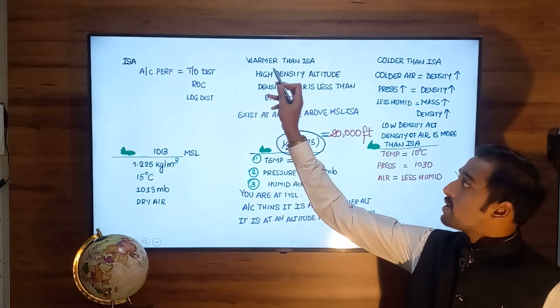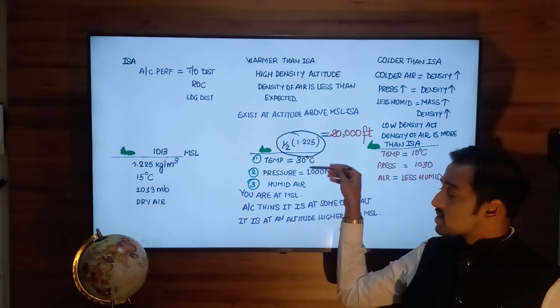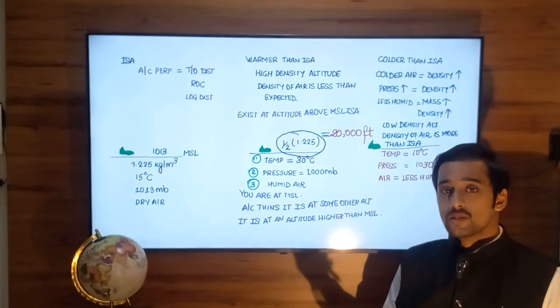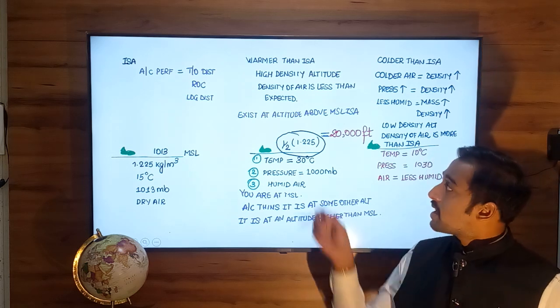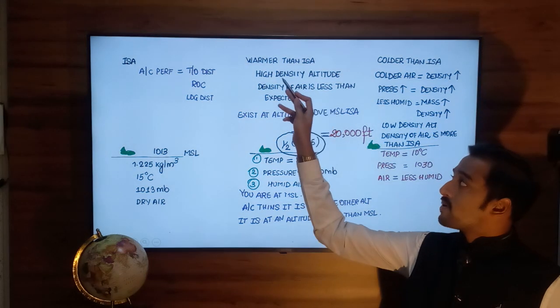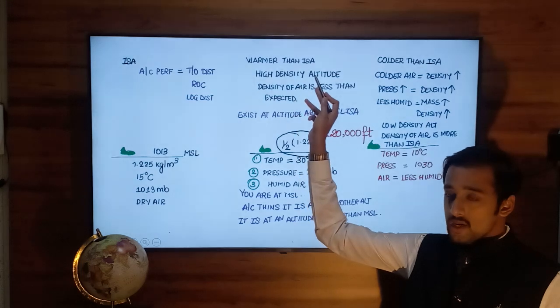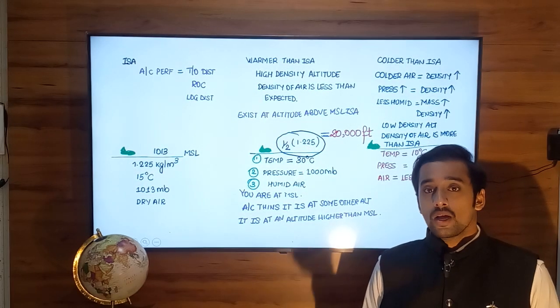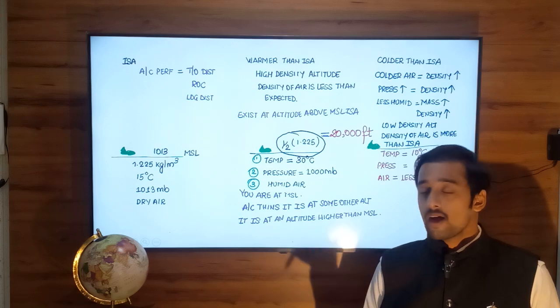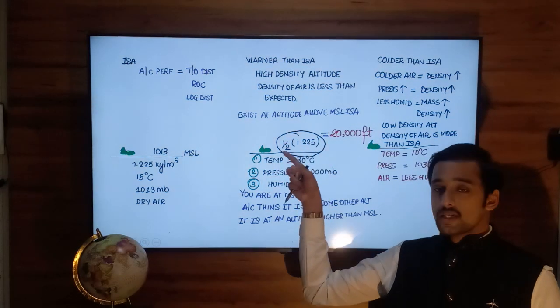So over here, when you are in warmer than ISA conditions, this combination will produce a density of air which is much less than ISA. As a result, you will get high density altitude. Now, what is high density altitude? It is the altitude at which you will find the ambient air density.